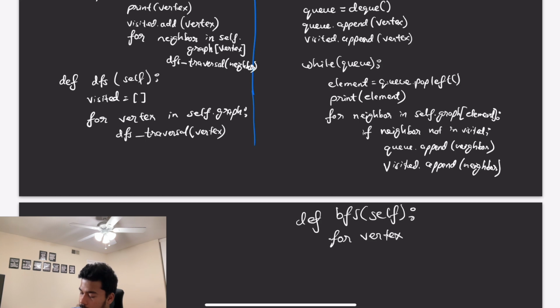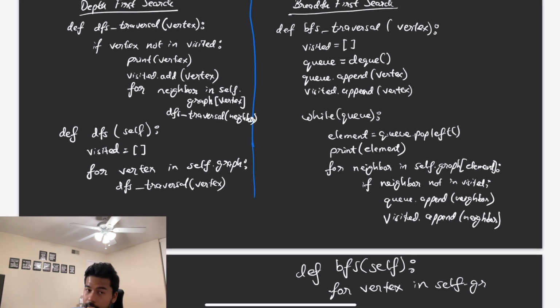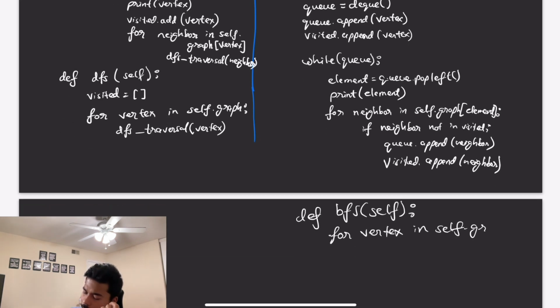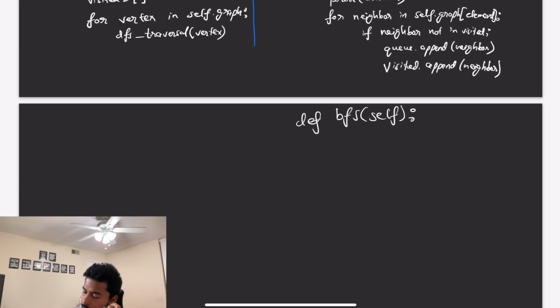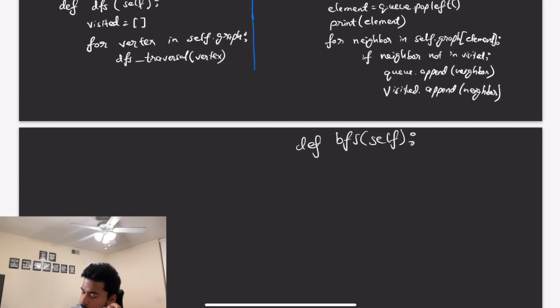vertex in self.graph. Well, I understand now that you would need, I suppose. Well, no, the visited array can be shared. It can be shared, can't it? It can. Okay. So the same code for DFS would be instead of doing the visited array here, you would do the same.